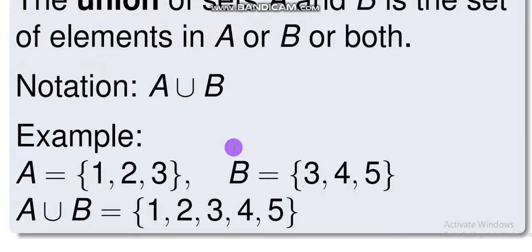For example, A is a set of 1, 2, 3, and then B is a set of 3, 4, 5. Now, if I want to get A union B, it will be a set of 1. You see, I have this, so I write it. 2 appears here, so I write it. 3 appears here and it appears here, so I will write only 1 without repetition. Then last, I have finished with A, so I go to B. I have written this already, so I then include my 4 and my 5.